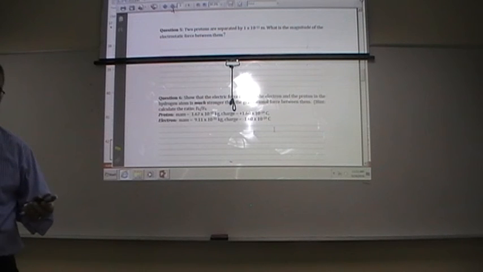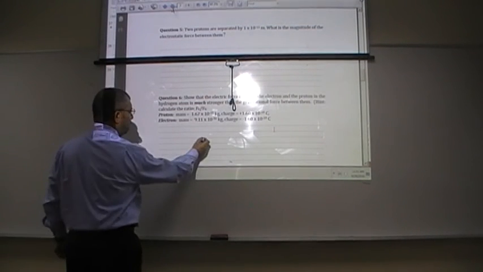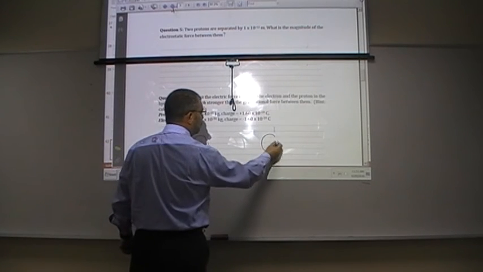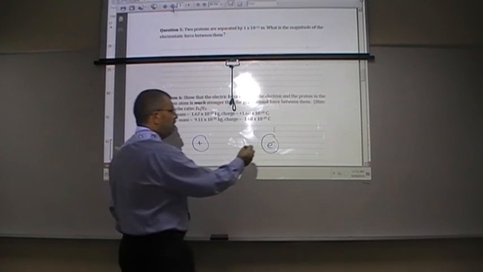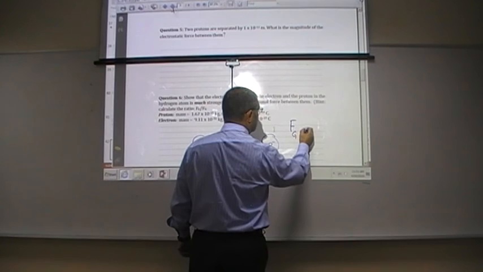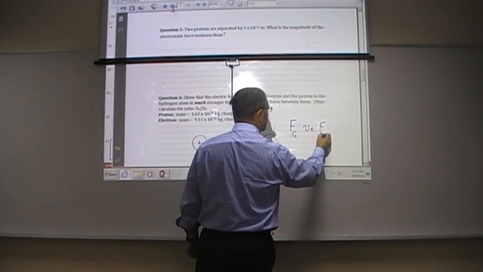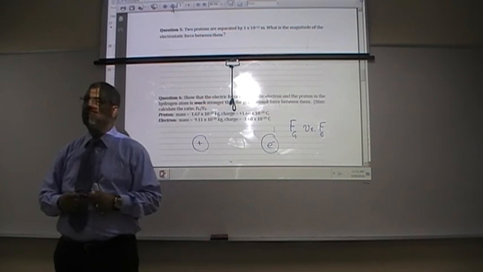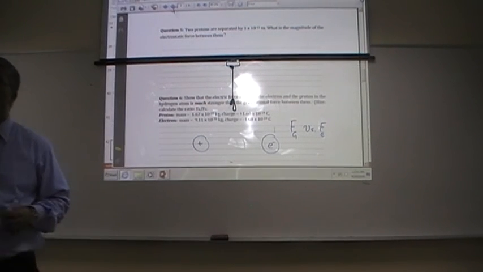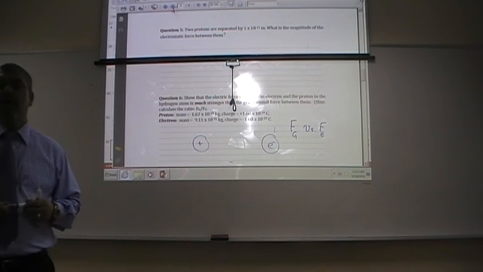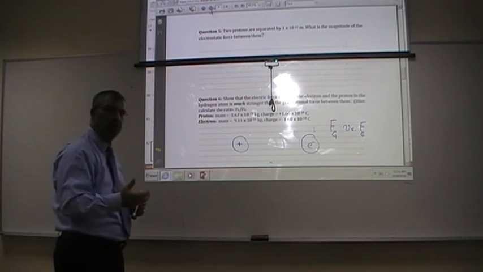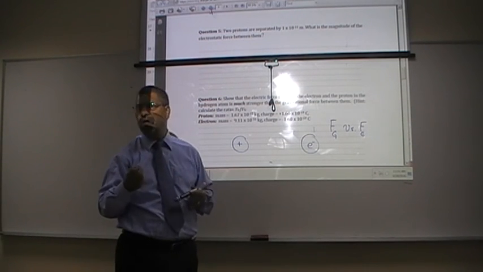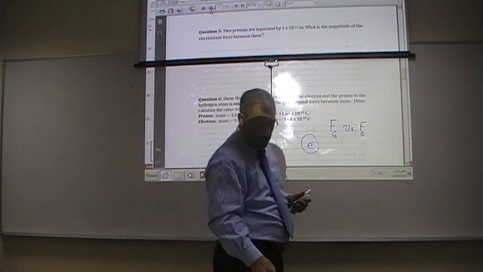The gravitational force versus the electrostatic force. What do you expect? So I have a proton here and an electron here, right? Which one do you expect to be bigger? Yeah. Why? Somebody tell me. Yeah, because we talked about that, right? The gravitational force depends largely on the mass, and the mass is very tiny for these guys, so the force will be negligible.